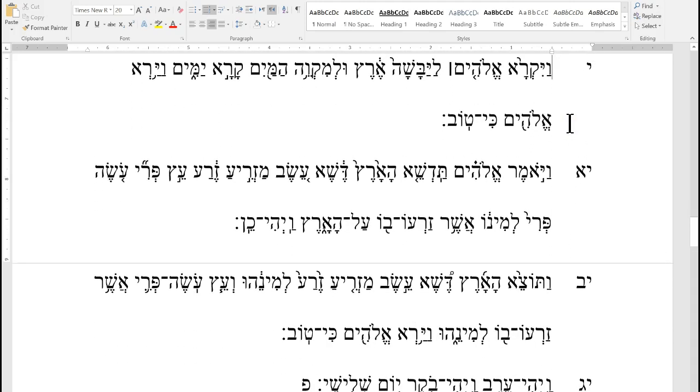You can see here we're using the alphabet as numbers, so this is 10. Vayikra Elohim, and God called La Yabashah to the dry land. God called the dry land Eretz. Ul Mikveh hamayim, construct, into the collection of the waters, kara yamim, he called seas. Vayar Elohim ki tov, and God saw that it was good.